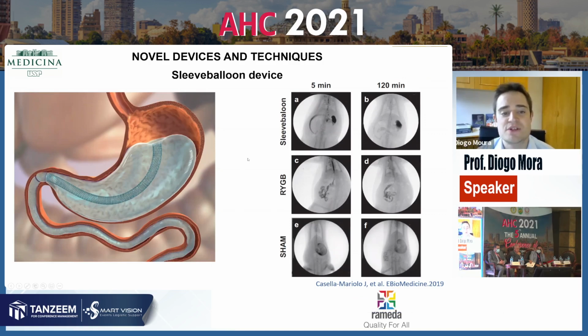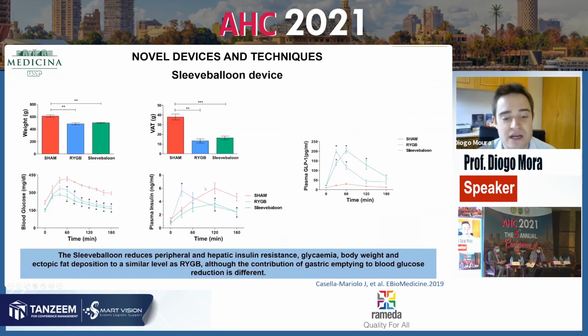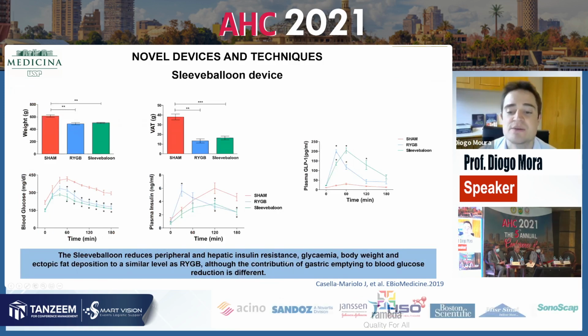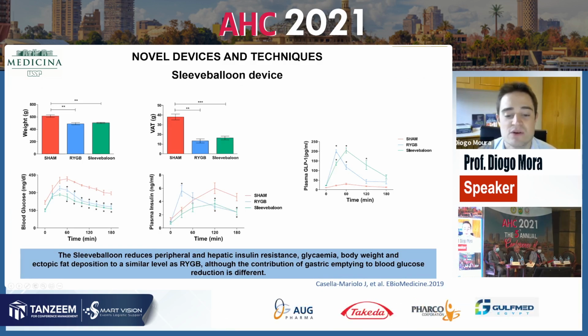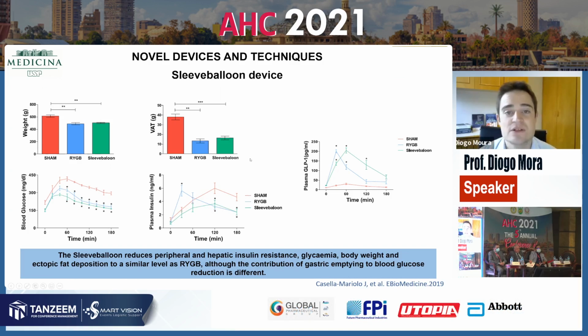This study was performed just in rats, but the results are very encouraging. So the sleeve balloons reduce peripheral and hepatic insulin resistance, glycemia, body weight, and ectopic fat deposition to a similar level as gastric bypass, although the contribution of gastric emptying to blood glucose reduction is different. So this is a very interesting approach, and see the graphic, it's really similar to gastric bypass. Let's see how this is going to work in humans.